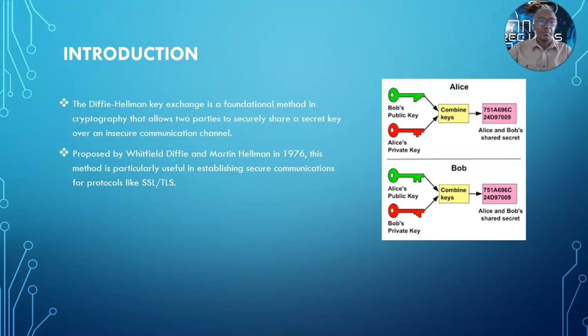So Diffie-Hellman is a key exchange, a foundation method for cryptography that allows two parties to securely share a secret key. And this secret key is one that you use in SKC communications, where you want to use the same key to encrypt and the same key to decrypt. It was proposed by Whitfield Diffie and Martin Hellman in 1976. This method is particularly useful for establishing secure communication in protocols like SSL and TLS. The math behind it is modular exponentiation, with a few tweaks to ensure that you're able to generate the same session key.